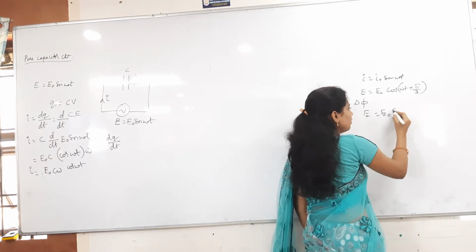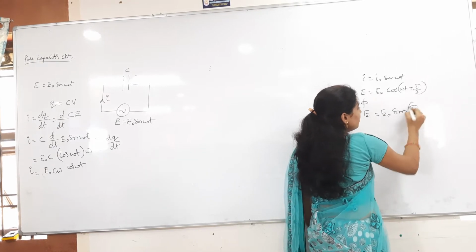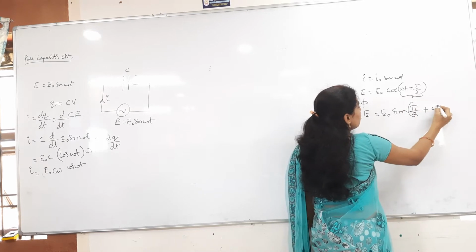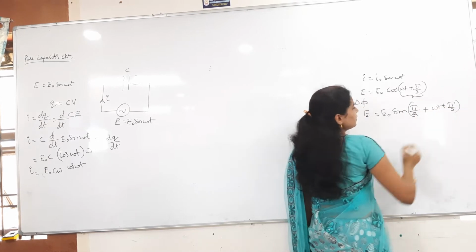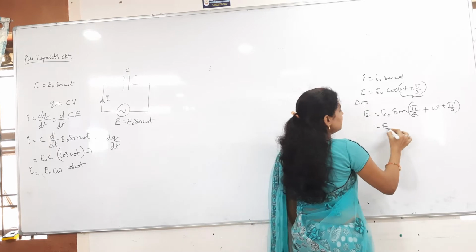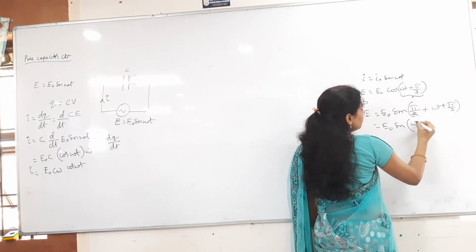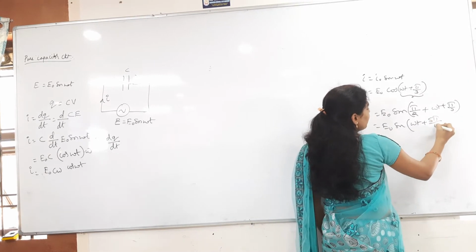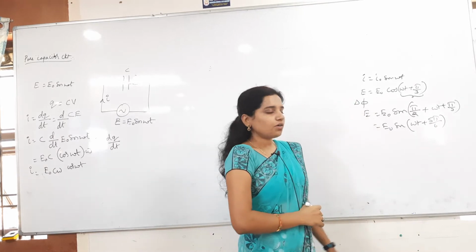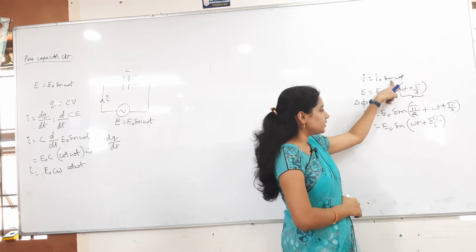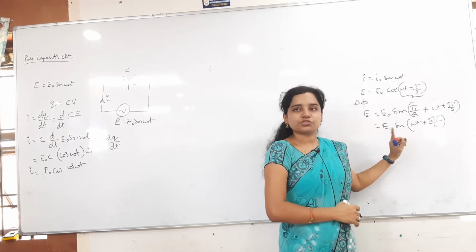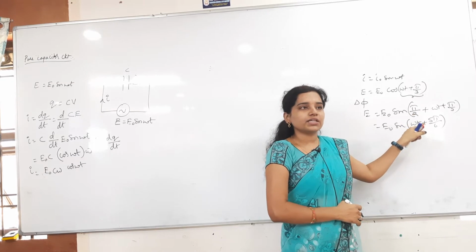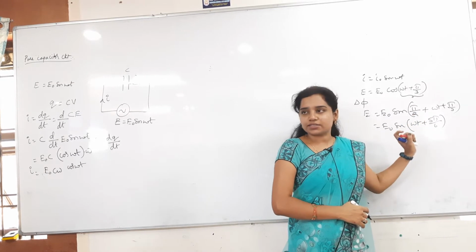So sine of 90 plus theta is how much for us? Omega t plus pi by 3. Then you will get E naught sine of, I think, omega t plus 5 pi by 6. Now you have to find the phase difference between them. Here this is also sine only, this is also sine only, so there is no problem. So what is the phase difference you will get here? 5 pi by 6. That is the answer from yesterday.